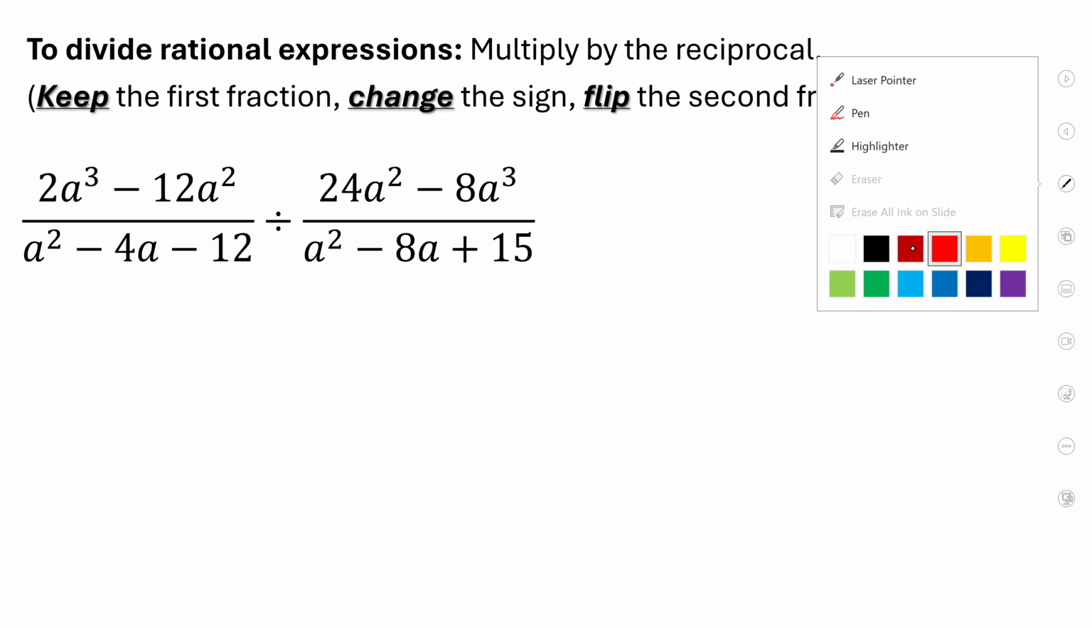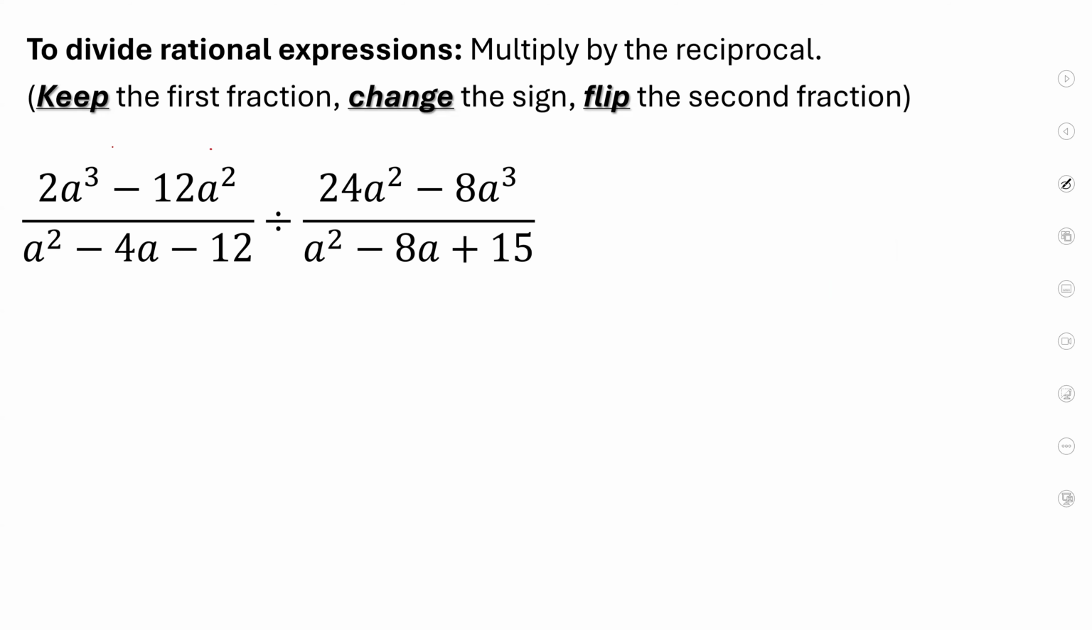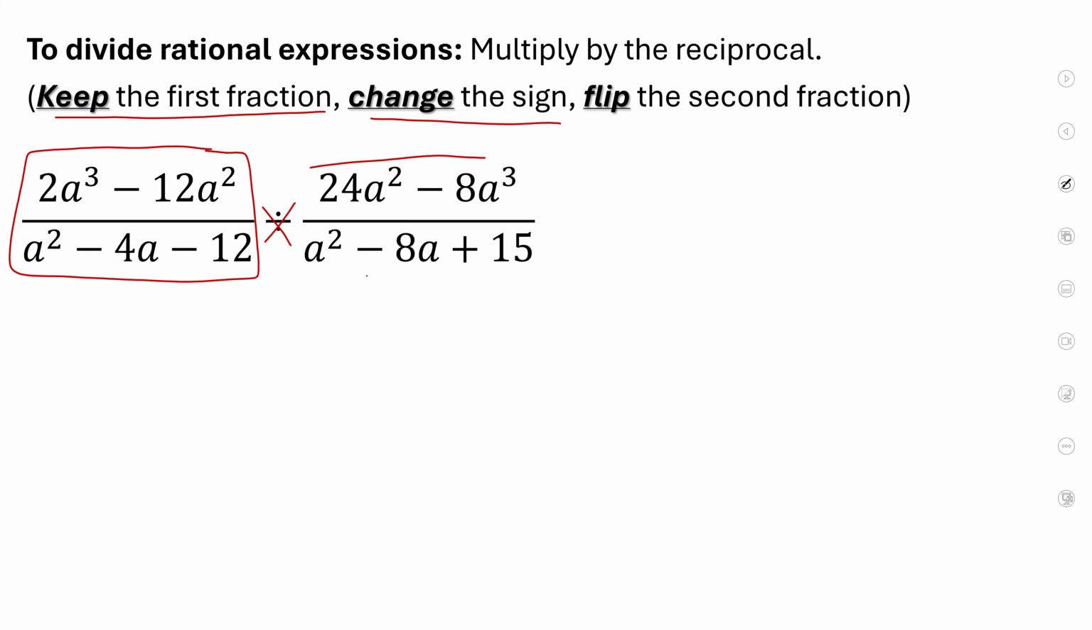Okay, so we're going to keep this one the same. That's keep the first fraction. We're going to change the sign. So we're not going to do division. We're going to do multiplication. And then you're going to flip this second one. So let me show you what's going to happen.